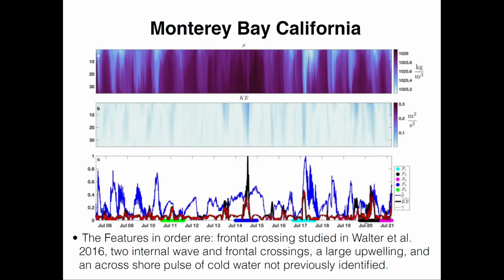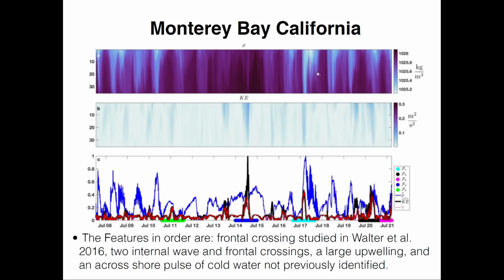So here's the order: 1, 2, 3, 4, 5. The features in order are, first, the frontal crossing studied in Walter et al. 2016. Their paper studied a frontal crossing, and sure enough, using our method, the most important feature identified is the thing they studied, which is right here.